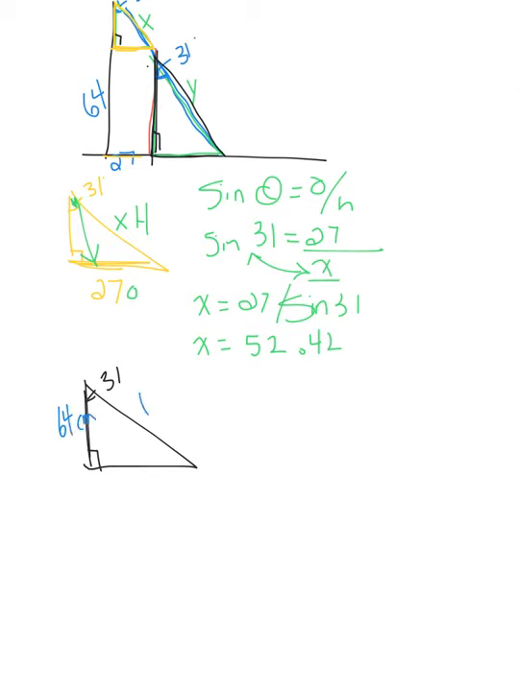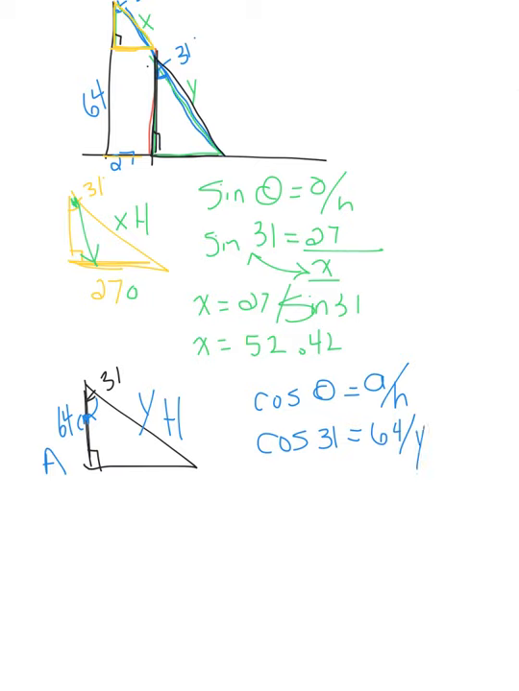So because of this, I can start labeling. I know that I'm solving for my hypotenuse. This time, the 64 is my adjacent, which means that I will be using the formula cos of theta equals adjacent over hypotenuse. Cos of 31 equals 64 over y. Again, my variable's on the bottom, so I'll be switching. Y is equal to 64 over cos 31. Y is equal to 74.66.